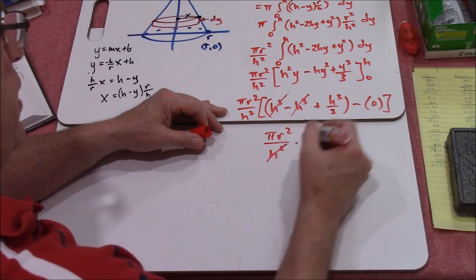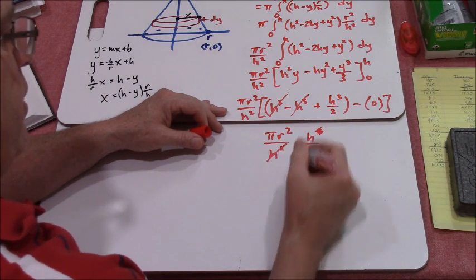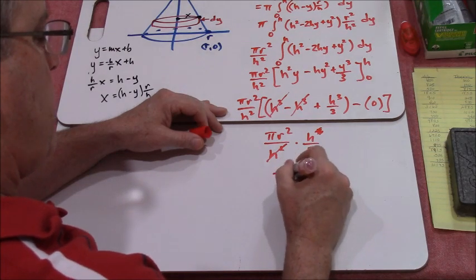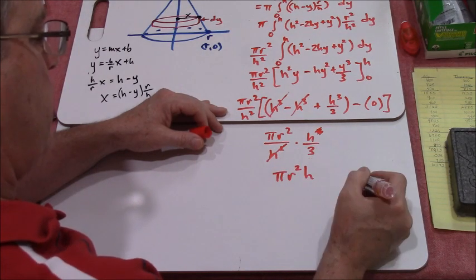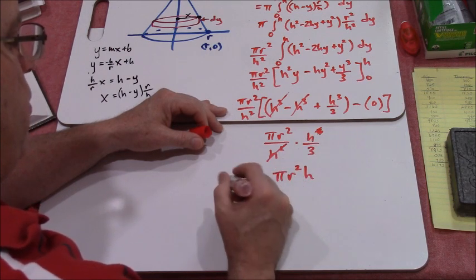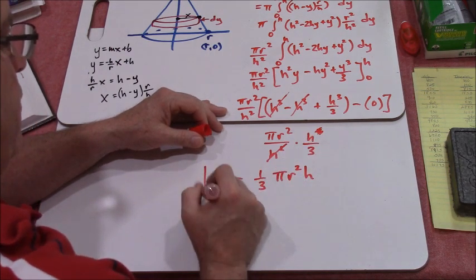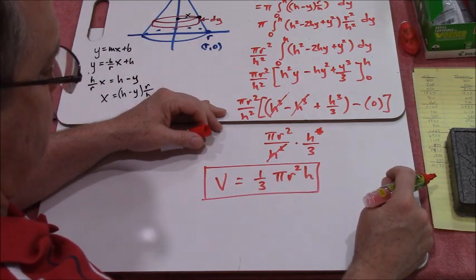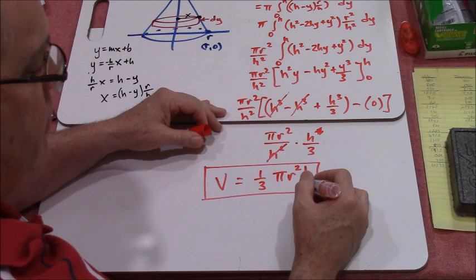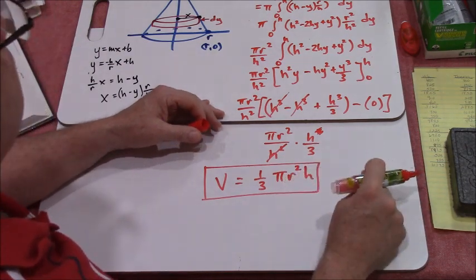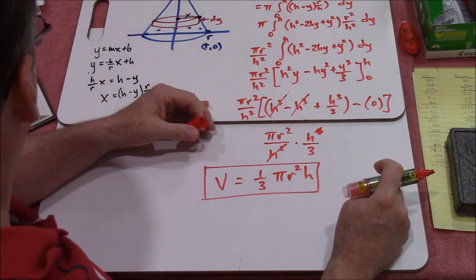And 2 of these h's would cancel with 2 of these. I still have 1 h left. So I've got pi r squared times h. I'm dividing by 3, so that's the same as 1/3. And there's the volume of a cone. So we have now verified that. What we thought we knew all along is true. Our geometry teachers did not lie to us.